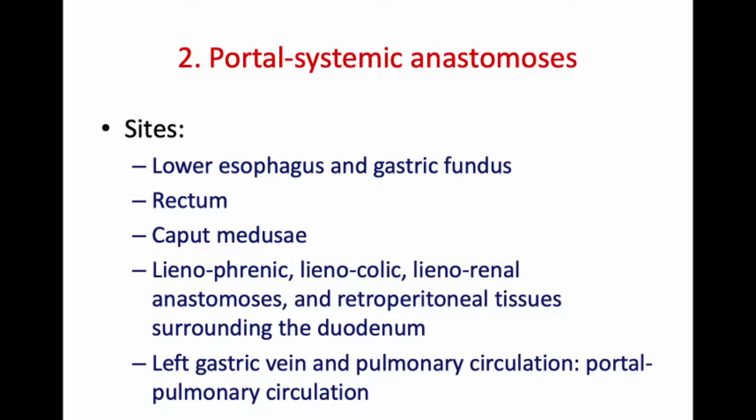Then it can happen inside the abdomen: the splenophrenic between the spleen and the diaphragm, splenocolic between the spleen and the colon, splenorenal between the spleen and the kidneys, and retroperitoneal tissues surrounding the duodenum. So that's a lot of anastomosis. And this is important for the surgeon.